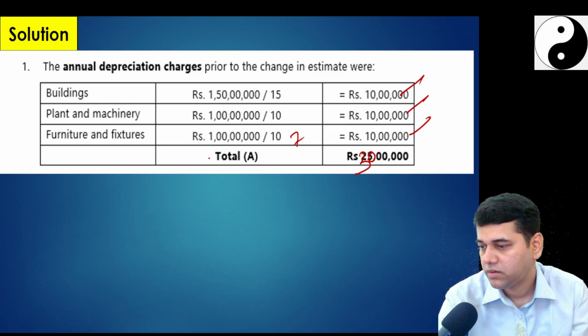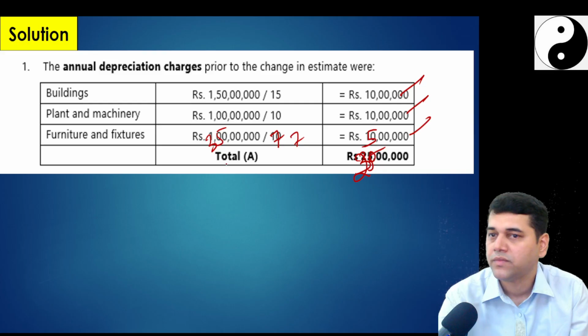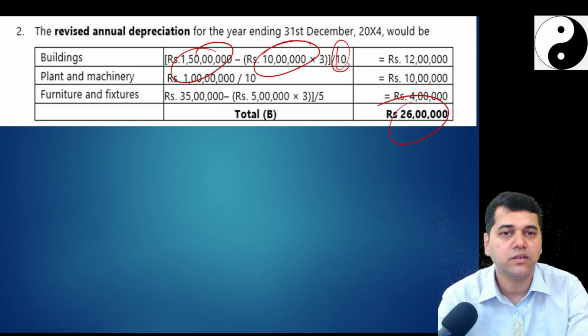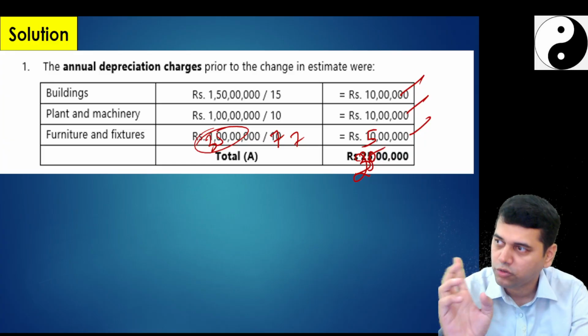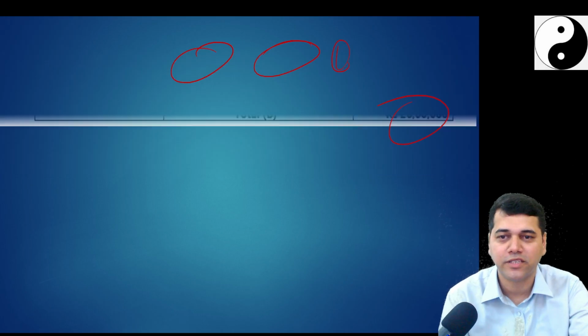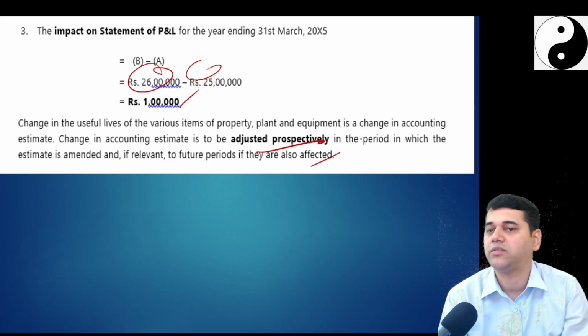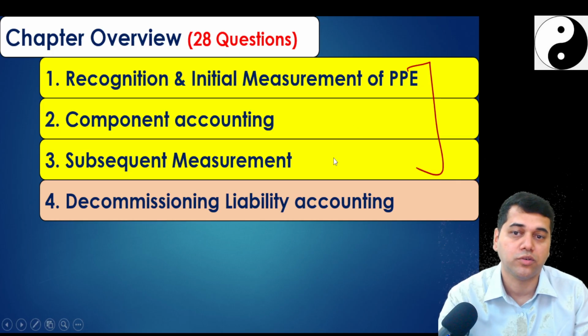One minute, one minute. This is 35 lakhs by 7 years, no? So 5 only, 5 lakhs. Okay, so then this is 25. So this I need to change. So 35 by 5. I think I took it from their material only, their MTP only. In the solution only they have done like this. Followed, no? Print mistake. Expect these things to happen. So 26 lakhs. So impact is 26 minus 25, 1 lakh. So adjusted prospectively. Yes, with this, we are done with the subsequent portion. Only one last aspect is left.